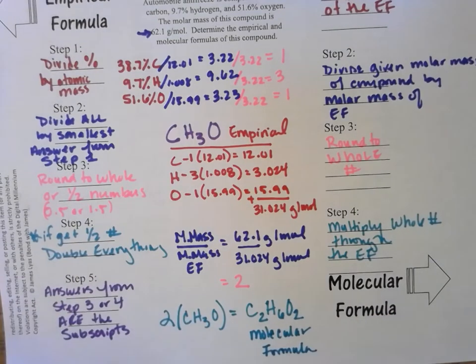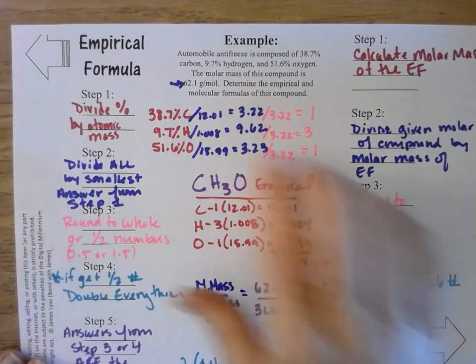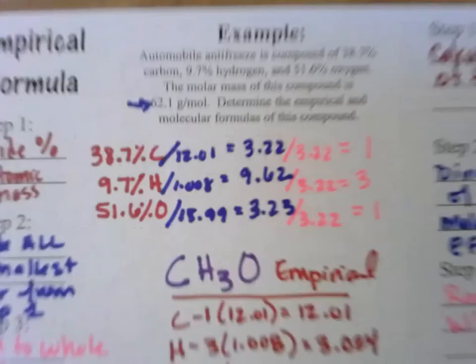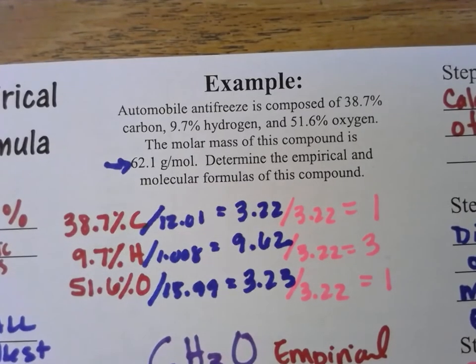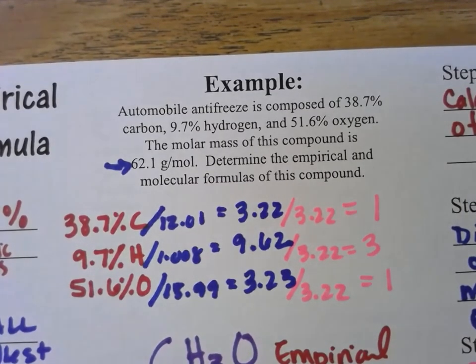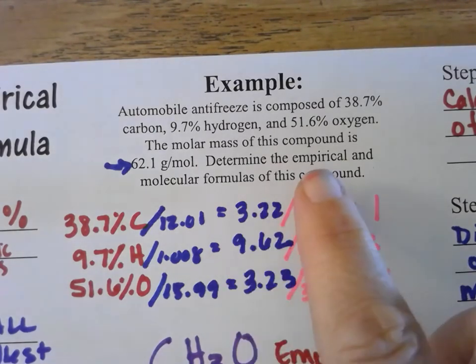So we started with percent. We started with a percent, which is something that a chemist could get in a lab. Okay? You could do some lab work and get those percents. And we determine both the empirical and molecular formulas.